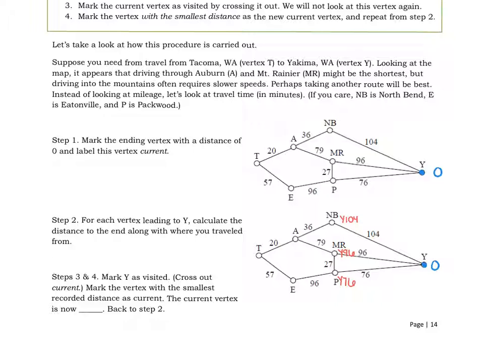And then once you label them, you cross out Yakima, like I'm done with it. I don't have to go back and revisit it. I've looked at all of the vertices adjacent to Yakima. And you look at these labels, the Y104, the Y96, and the Y76, and you pick the one that has the smallest time as current. So that's the 76. We're going to label that one as current. I'm going to color it in. And so now we are at vertex P.